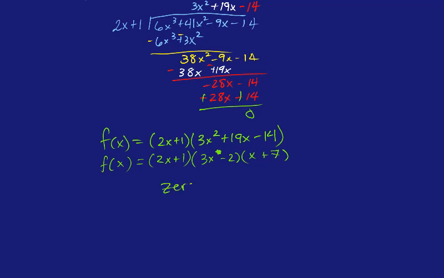So to list the zeros out, it would be negative 1/2, 2/3, and negative 7. So if the instructions were to say just factor the polynomial, I would have stopped right here. But if they say solve for the zeros, then my finish line would be there, those zeros of the polynomial.